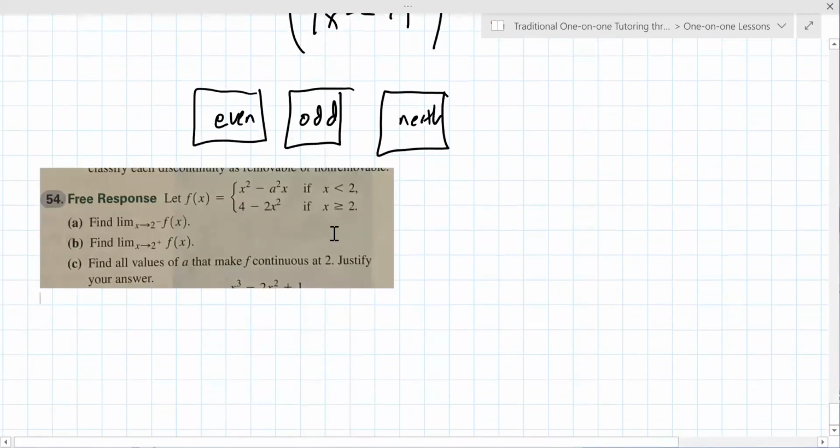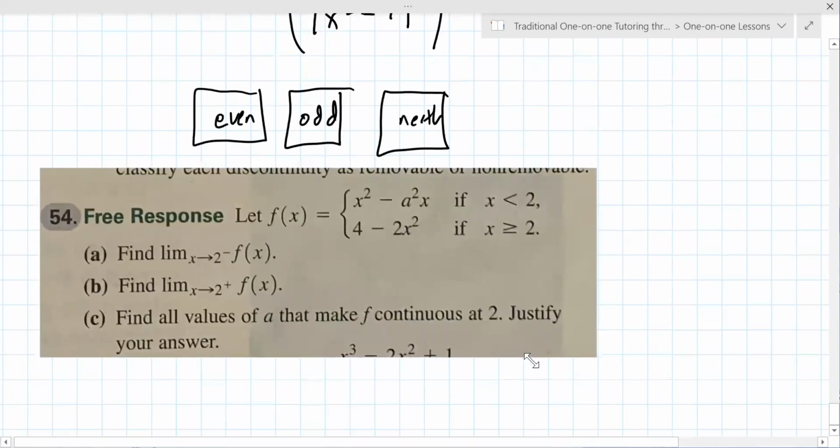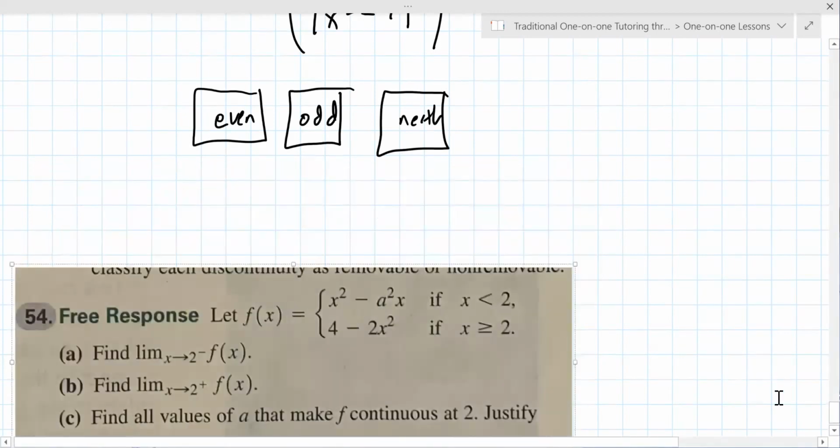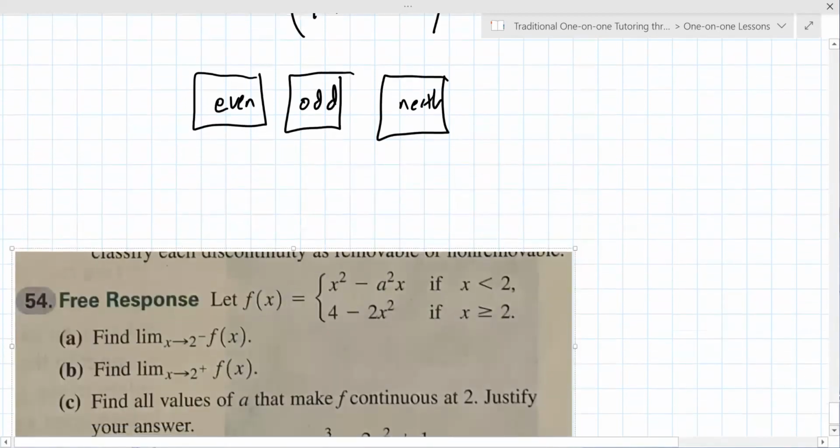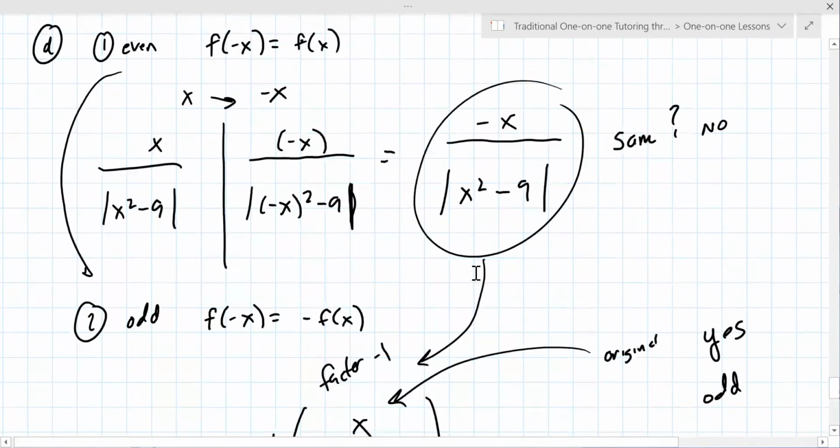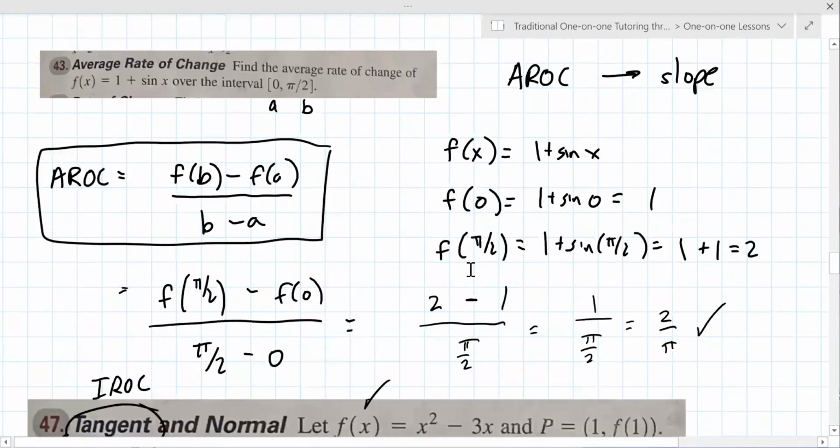All right, 54, free response here. Wait, what about the E? Oh, I don't want to do E. Okay, let's do part E. I'm going to scroll back up to this part right here.